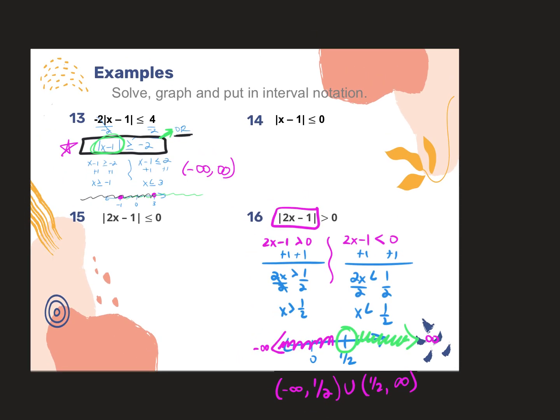If there is a gap, like if there's a break in your infinity, if it's this or this, yes, you have to have the U. That's bringing the two together. It's saying this or that.